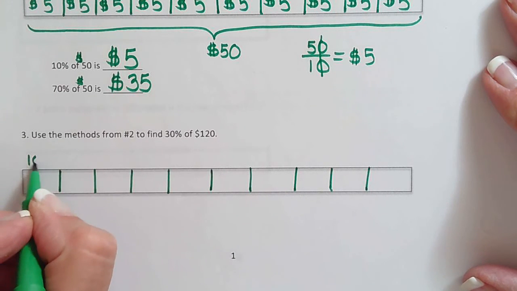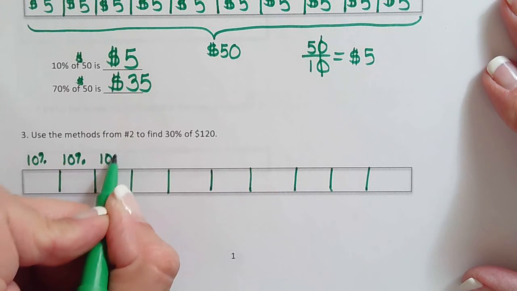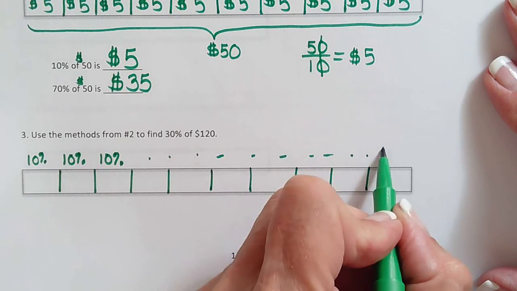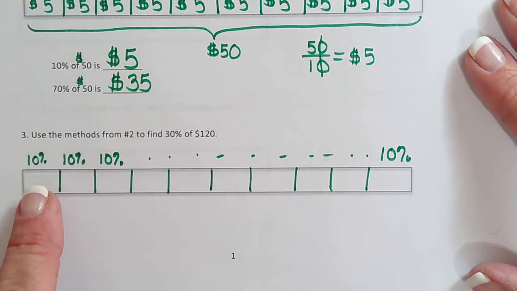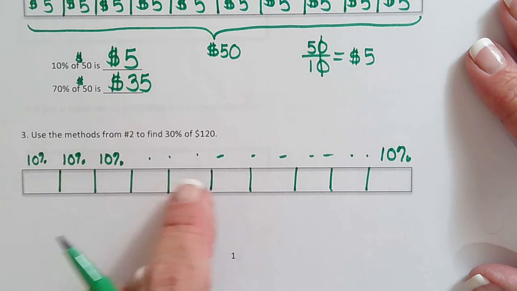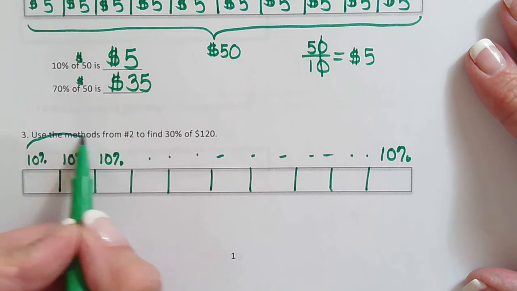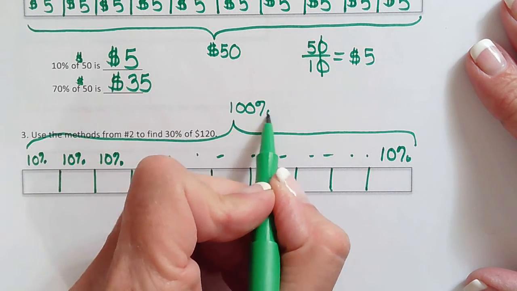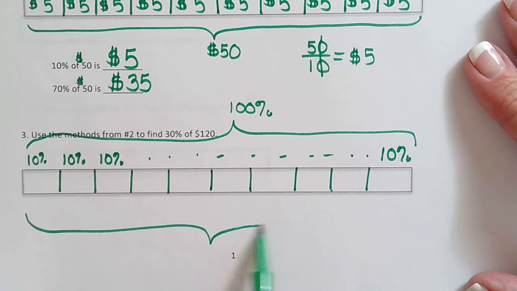So this one just wants 30%. So let's just do the first three because I know you guys are probably already getting bored with this. And then we'll just go all the way down to the last one. And we can add, see if it makes 100, 10, 20, 30, 40, 50, 60, 70, 80, 90, 100. Yep, still got 100% there. And then it says 30% of 120, so that means this is all 120.